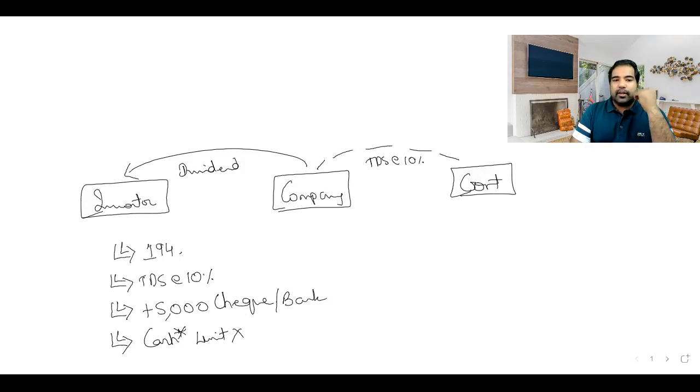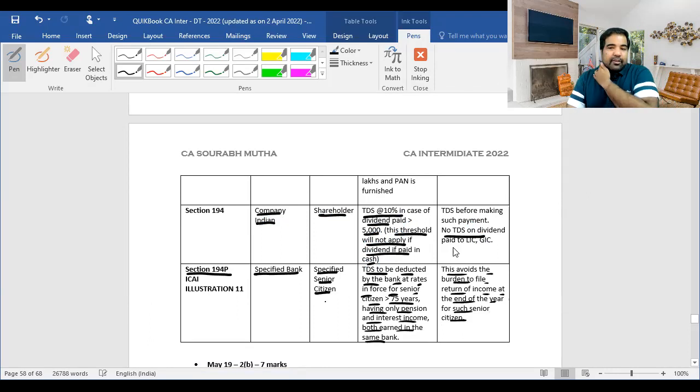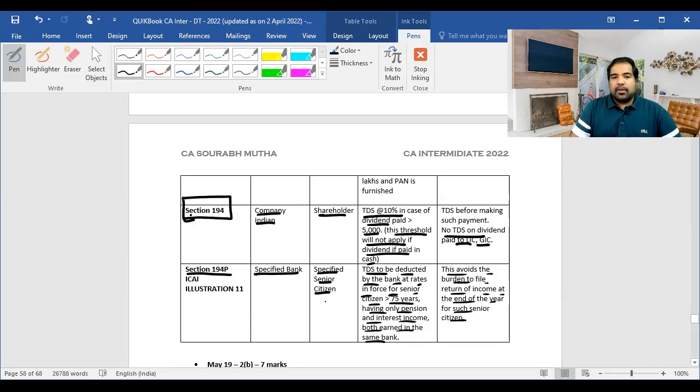This is section 194. Here it is. An Indian company paying shareholders in dividend, TDS at the rate of 10% if it's more than 5,000. This threshold will not apply in case of cash dividends. No TDS on any dividend or interest income earned by LIC, GIC. That is section 194. Guys, these are all your sections.